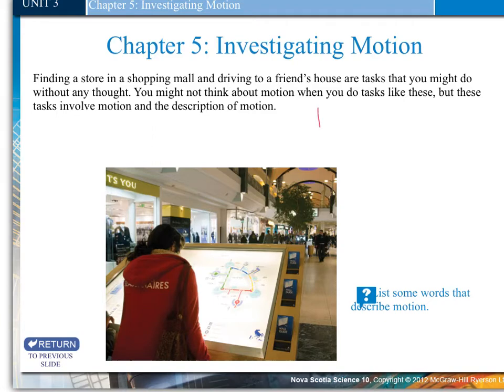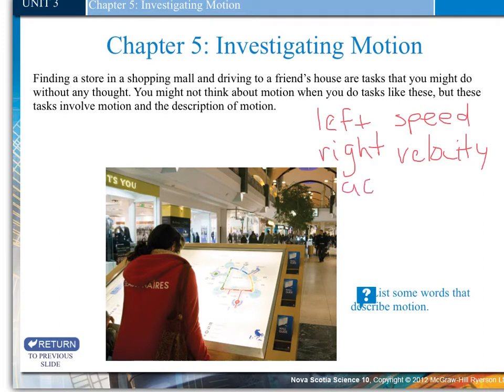Maybe you said left or right. Speed, velocity, acceleration, direction, fast, slow.